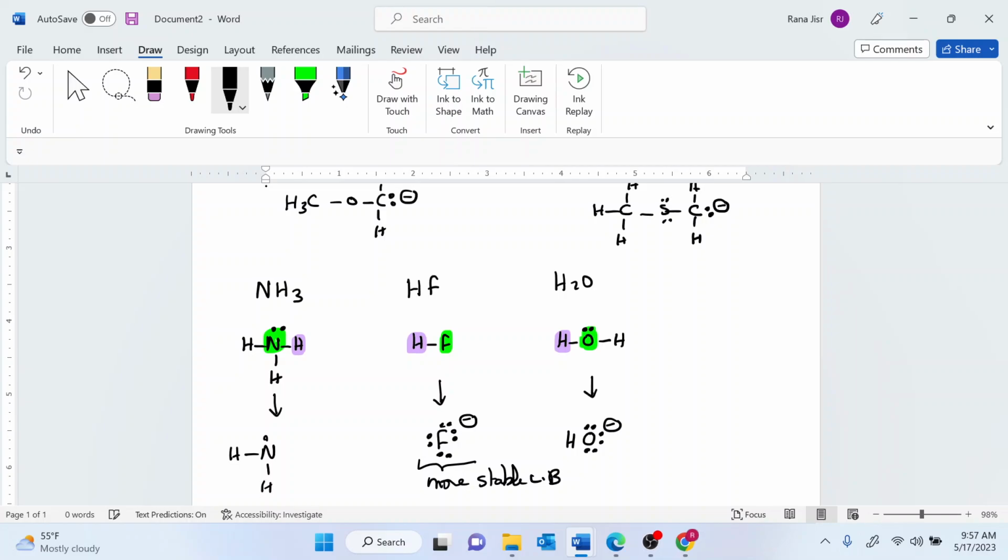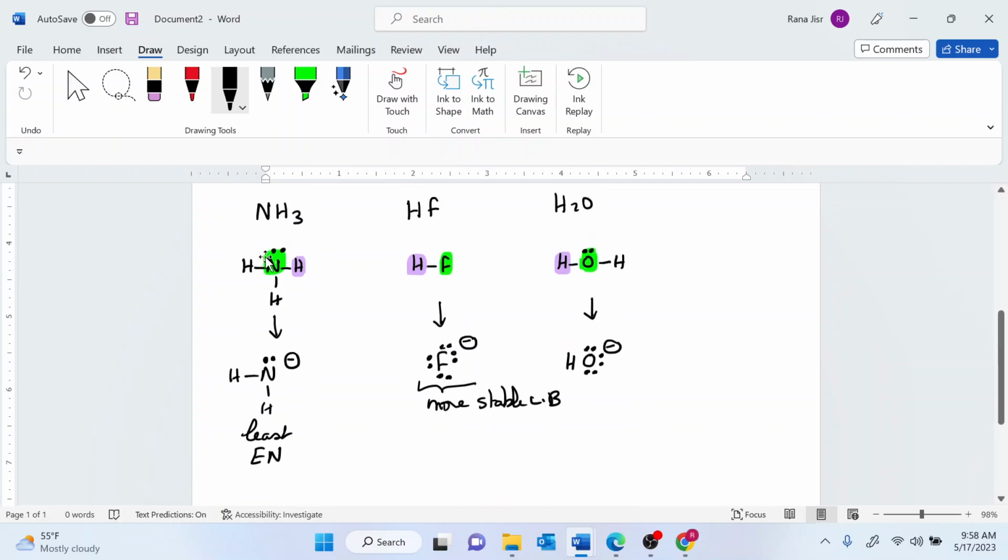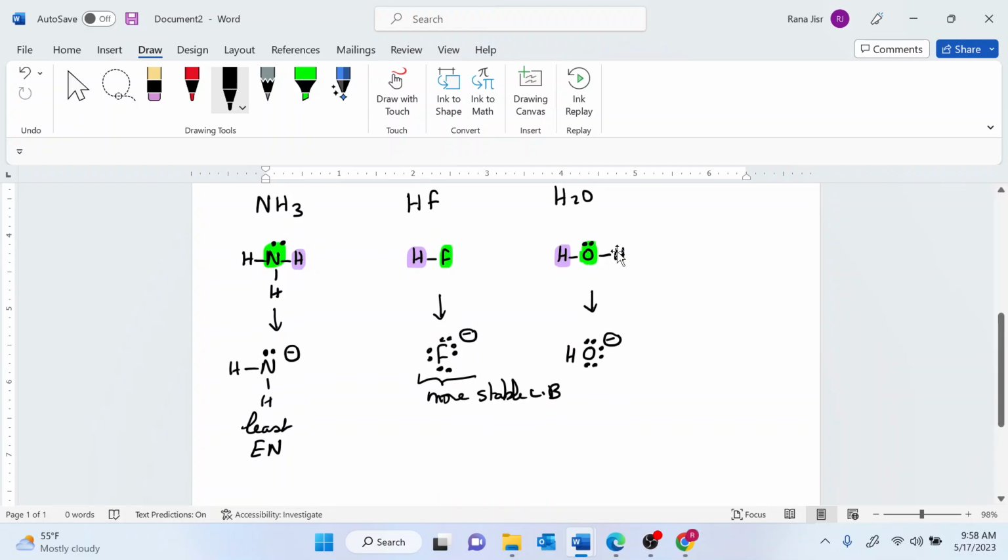And then you have your nitrogen. Nitrogen is going to be the least stable conjugate base because it is the least electronegative, so it is less acidic. So if I want to drag those in increasing acidity, meaning from the least acidic to the most acidic, NH3 is going to be the least acidic, then I'm going to end up having water, and the most acidic is going to be the HF.